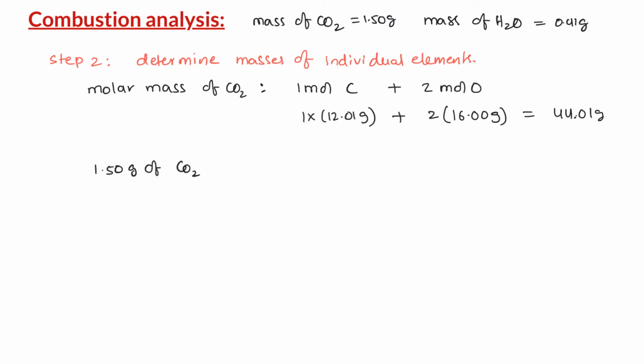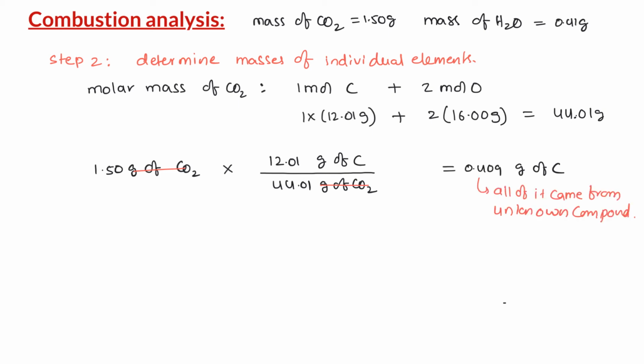So this can be used as a conversion factor to convert grams of carbon dioxide into grams of carbon. So we have 1.50 grams of carbon dioxide and we need grams of carbon. So we need to multiply this with a conversion factor which has grams of carbon dioxide in the denominator and grams of carbon in the numerator. That is 12.01 grams of carbon per 44.01 grams of carbon dioxide. Grams of carbon dioxide gets cancelled and we get 0.409 grams of carbon. All this carbon must have come from the unknown compound.